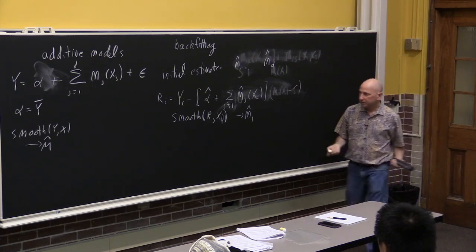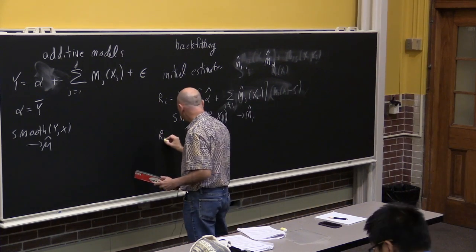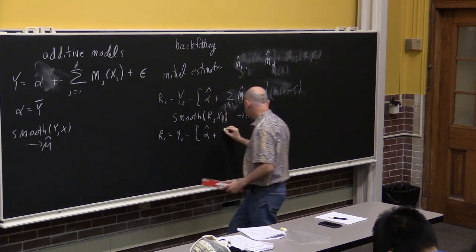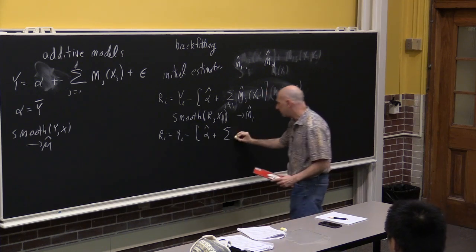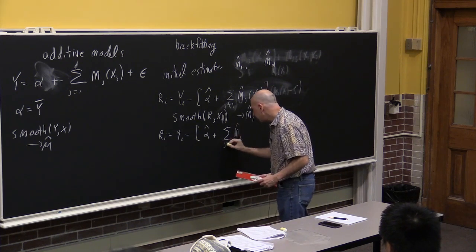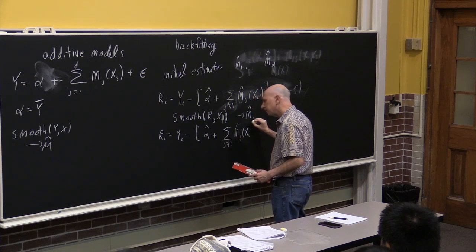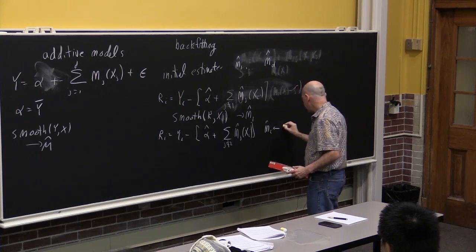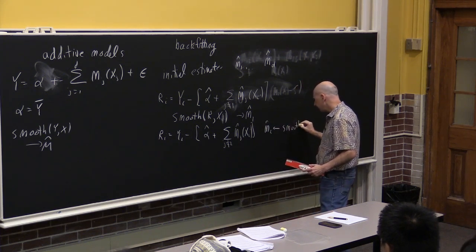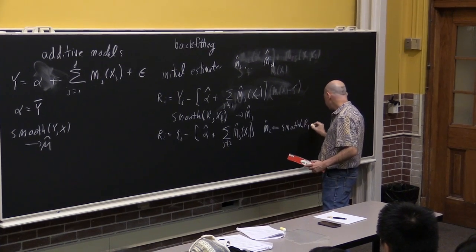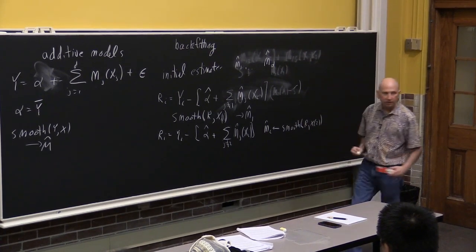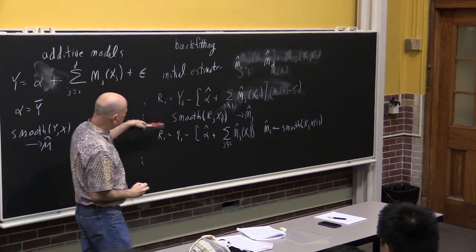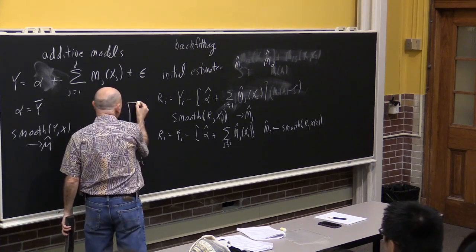Okay, now I do the same thing for the second variable. I take ri to be yi minus alpha hat plus, and now I just subtract all the functions, including the new m hat, m1 hat, for j not equal to 2. And then you just apply your function to the residuals and x2. Okay, and then you keep going until you've refit all of the functions m1 hat, m2 hat, md hat, and repeat. And hopefully that'll converge.